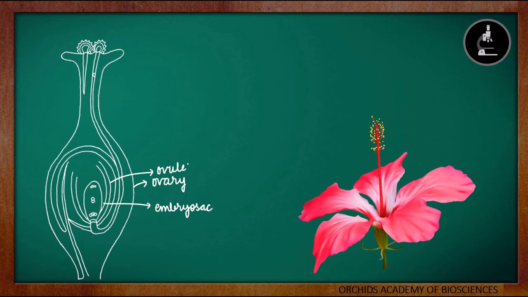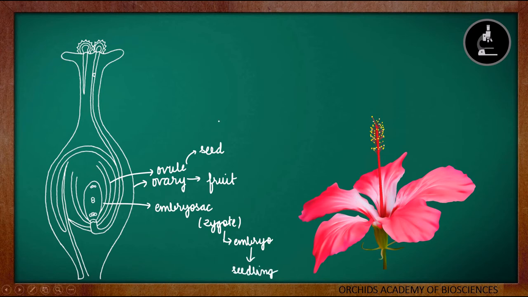Now after fertilization, the ovule will develop into a seed and the ovary will become a fruit. So the fruit, the outer part, is the ovary, and inside that there will be the seed, forming from the ovule. Then inside the embryo sac there is the zygote. The zygote will be developing into an embryo due to various mitotic divisions, and then this embryo will develop into a seedling. So this is what happens with the ovule, ovary and the zygote. These are the events that take place after fertilization.